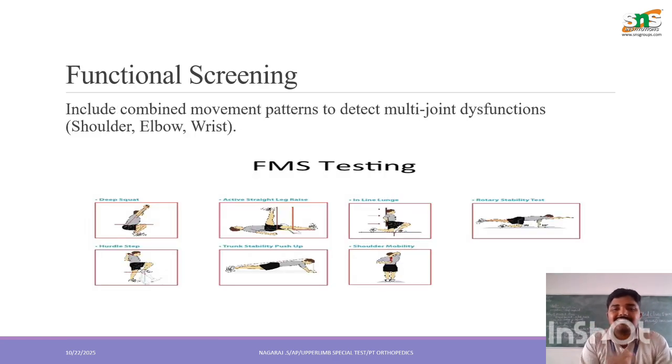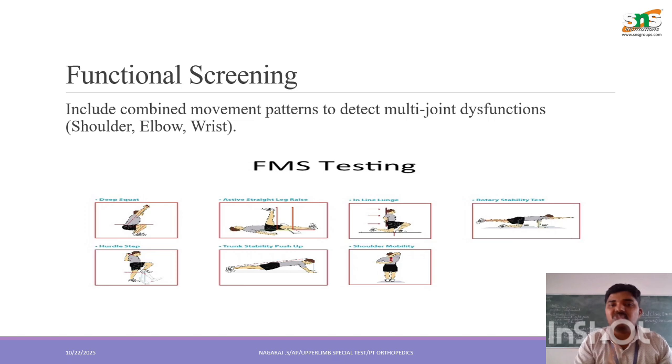Then the functional screening test. It includes combined movement patterns to detect multiple joint dysfunction, across shoulder, elbow, and wrist. In the functional movement screening test, the first is the deep squat test. A full squat held for 10 seconds. You check how much squat is possible for the patient. That is the deep squat test.